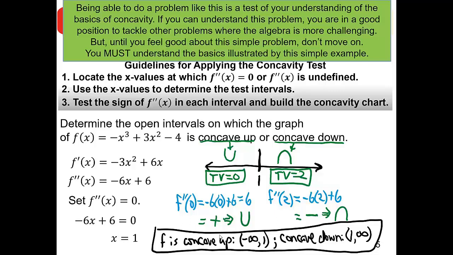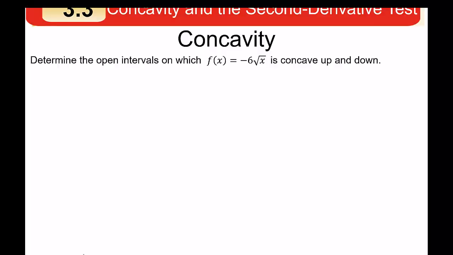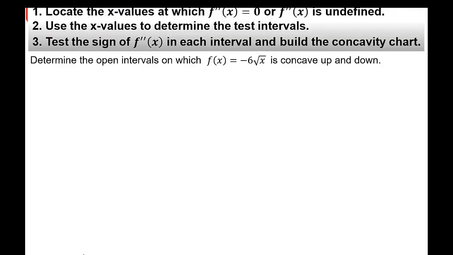I do want to contrast that with an example where there might be some more difficulties. In this example, we want to determine the open intervals on which the function f of x equals minus 6 times the square root of x is concave up and down. I mentioned this problem as an illustration of something with an extra level of difficulty, and I'll show you in a minute what that is, but notice that this is a square root function.